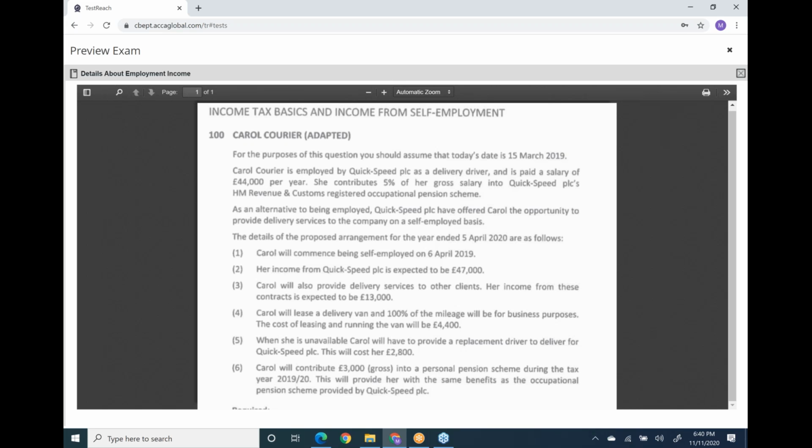Now, this will provide her with the same benefits as the occupational pension scheme provided by Quick Speed PLC. Don't worry, I'll handle this. This is not for the income statement, this is not for trading income. So now what's the second requirement? You can read it in the question. Now we'll solve with trading income rules. Let's go to the spreadsheet.